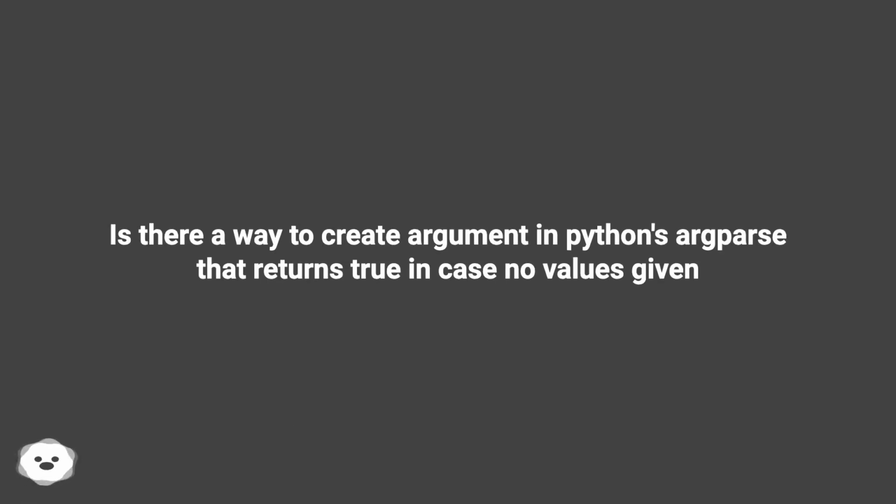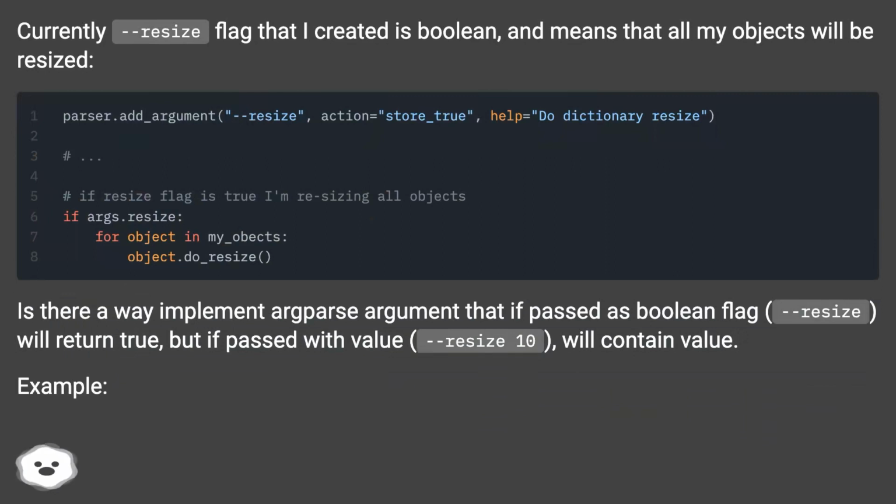Is there a way to create an argument in Python's argparse that returns true in case no values are given? Currently the resize flag that I created is boolean, and means that all my objects will be resized. Is there a way to implement an argparse argument that, if passed as a boolean flag, resize, will return true, but if passed with a value, resize 10, will contain the value?